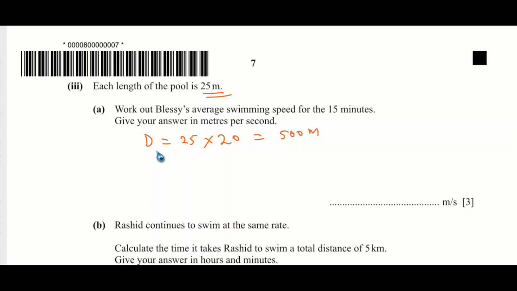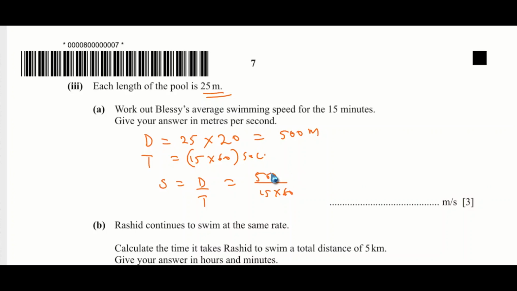So this will give us 500 meters, and the time will be equal to 15 minutes. So we want to have it in seconds. It will be 15 times 60, and I can put this in brackets as seconds. So the average swimming speed, that is the speed, equals distance over time. So that will be equal to 500 divided by 15 times 60.